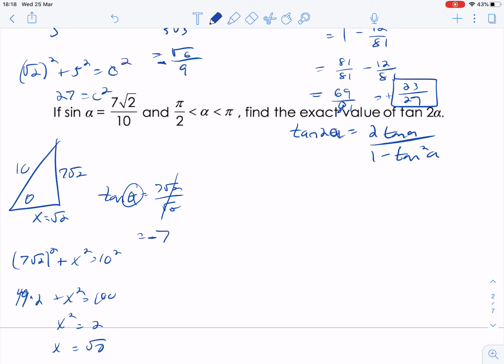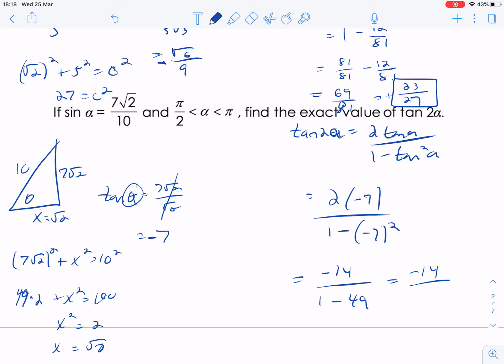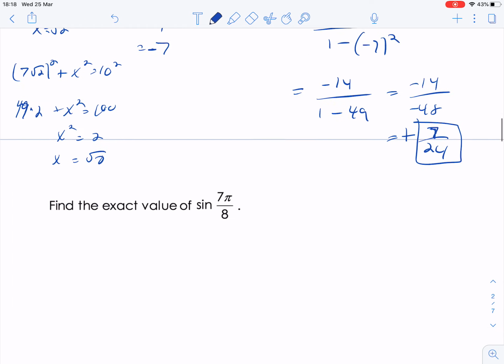So let's plug it back in. We get 2 times negative 7 over 1 minus negative 7 squared, which gives us negative 14 all over 1 minus 49, which is negative 14 over negative 48, which gives us positive 7/24. Yeah, positive 7/24. There we go. Next.